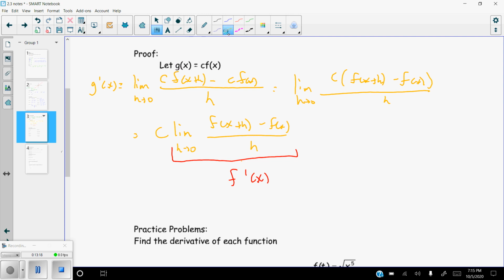So what this ultimately gives us is c f prime of x. So it literally just says that I can take the derivative of the function and multiply the c in later. That's it. So you can pull a constant out to the front if you need to. All right, so let's do a few examples down here of that.